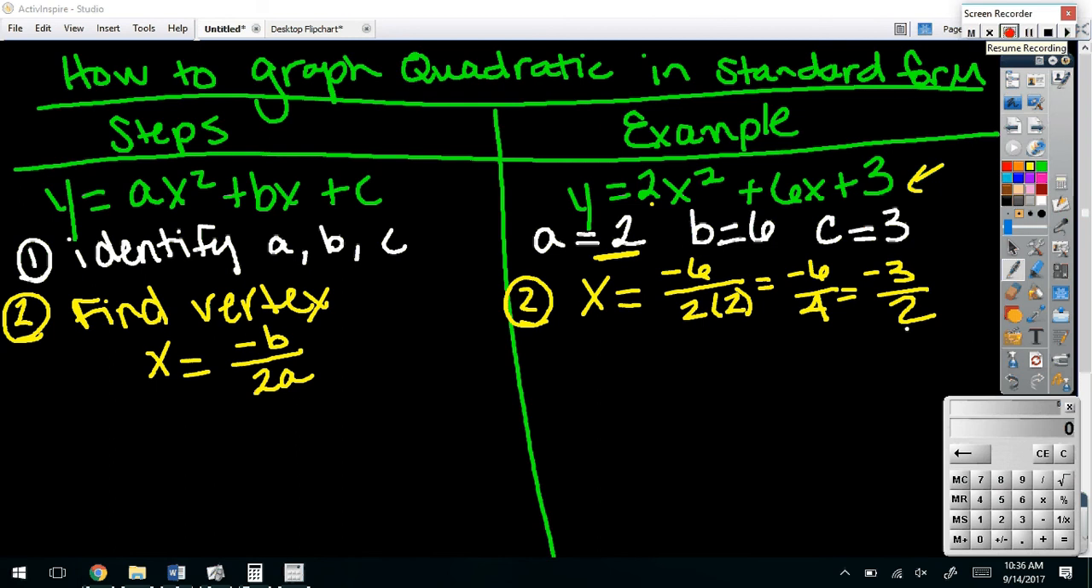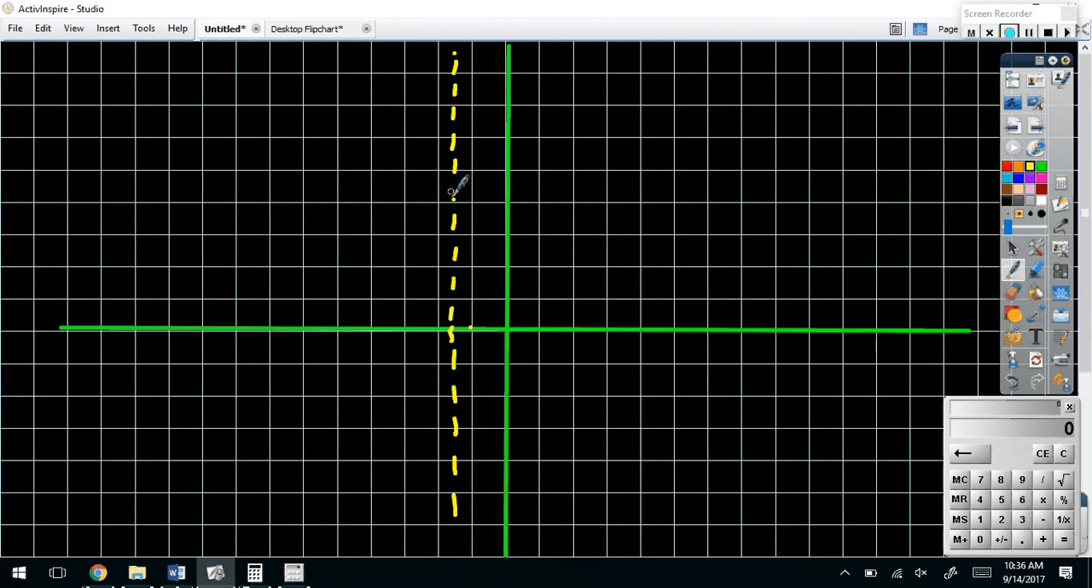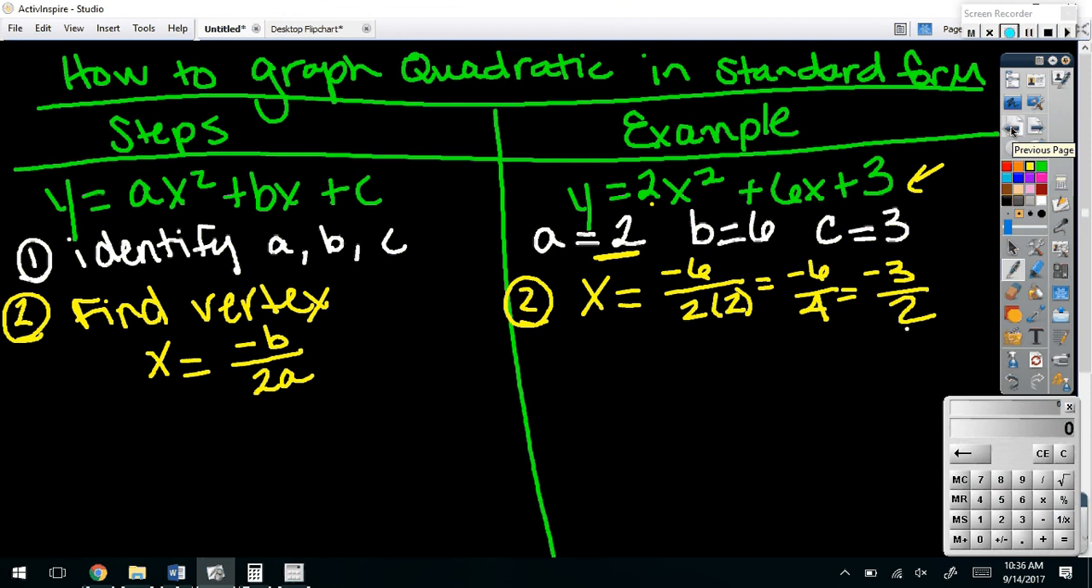All right. So we graphed our axis of symmetry, but we said a vertex somewhere on here has 2 parts. It's got an x part and a y part, right? So if we have the x part, then we need to plug that x into the original equation.